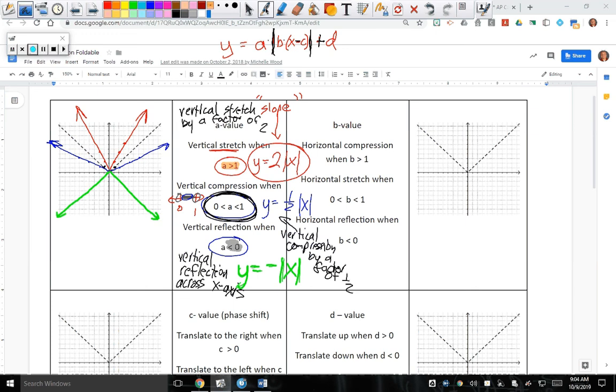Alright. So let's move on to our next example. The B value is different.